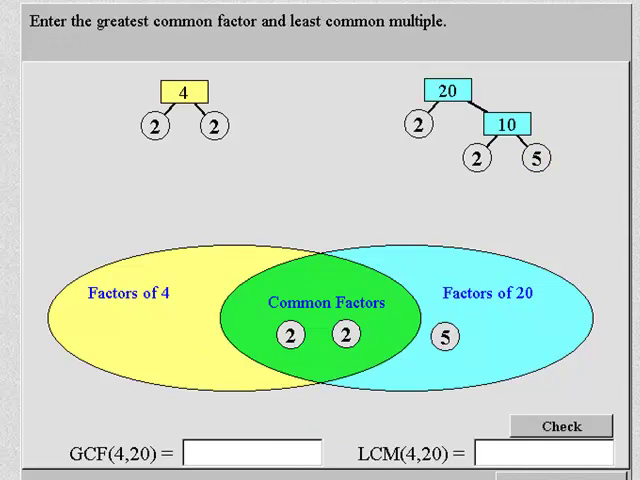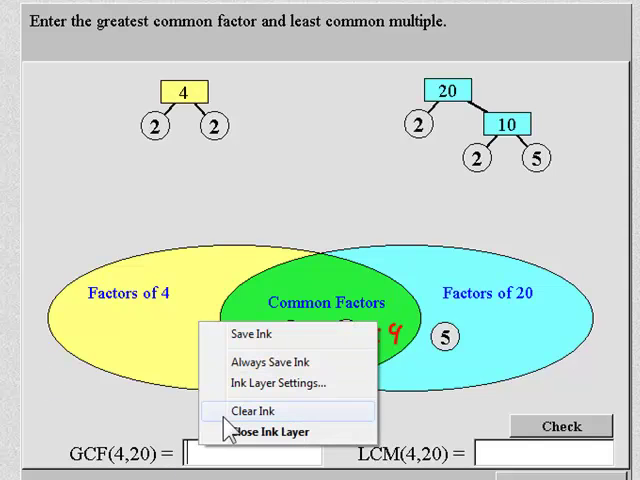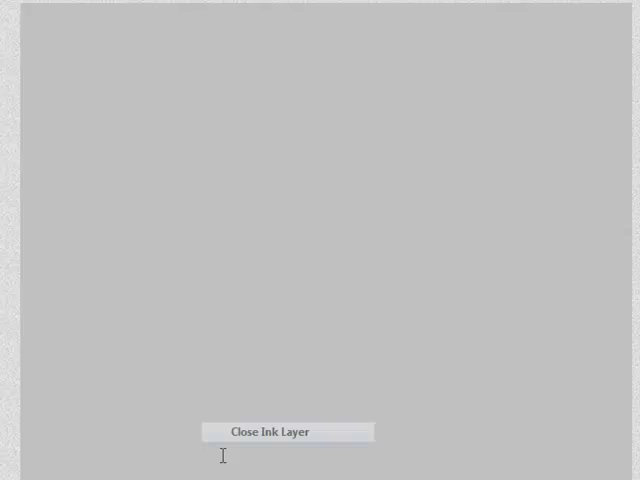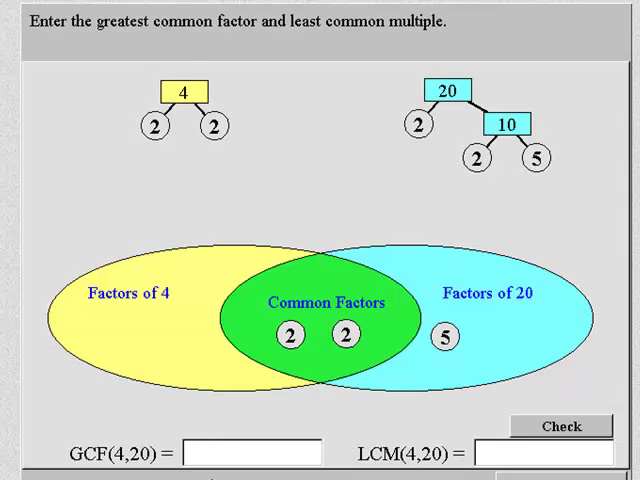So now we're going to find the greatest common factor. So we talked about multiplication. Multiplication here, see, 2 times 2 is 4. So let's see, we'll put that in as the greatest common factor: the greatest common factor of 4 and 20 is 4.